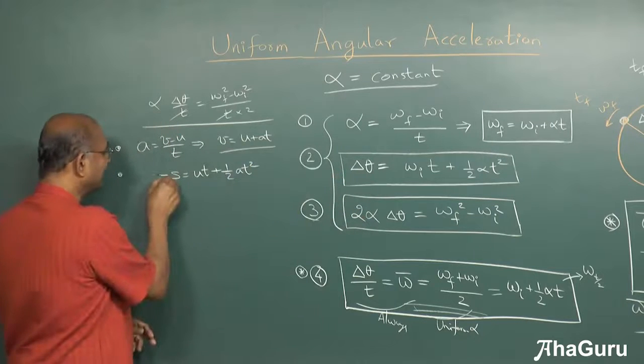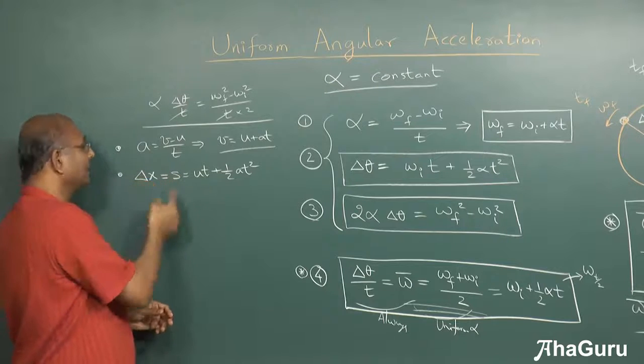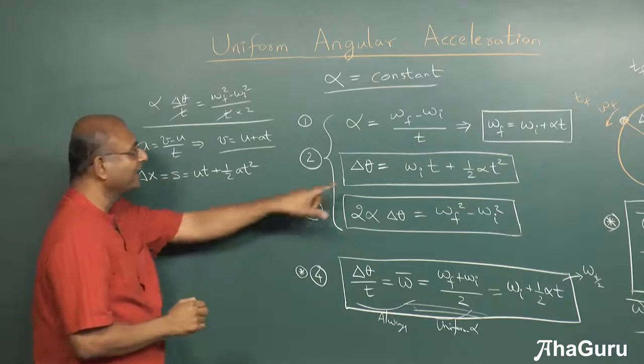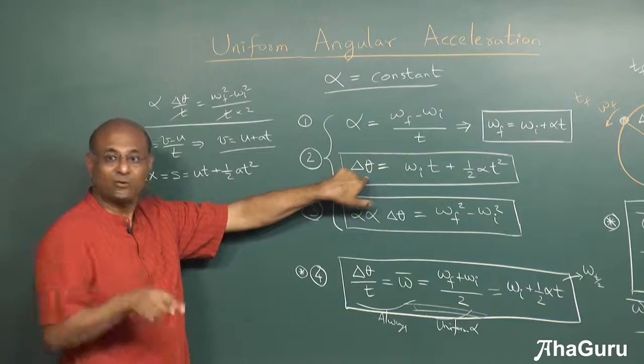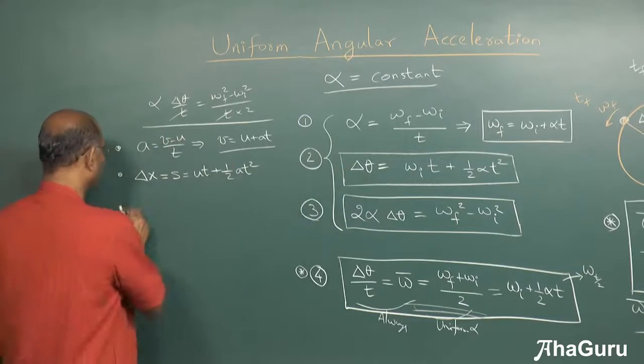But if I wanted to do the same here, I would have called it delta x, right? Remember what is S? It is delta x. So delta x is the change in position, it's called displacement. This is delta theta, change in angular position, angular displacement. Same, exact same equation, no difference.